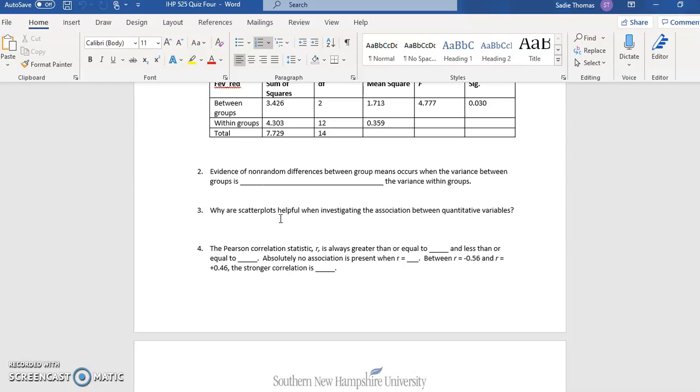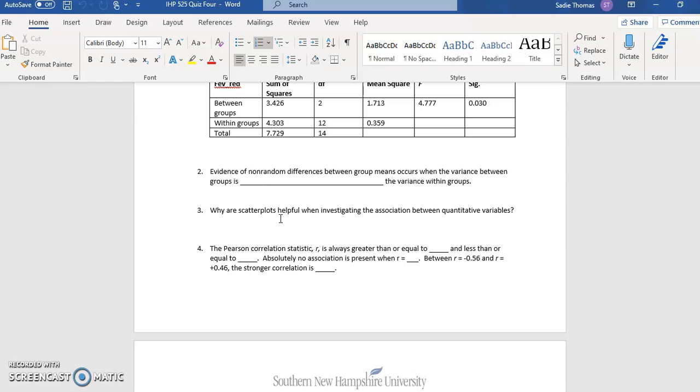Part 2, evidence of non-random differences between group means occurs when the variance between groups is, we're looking for either much larger than or much smaller than the variance within groups.